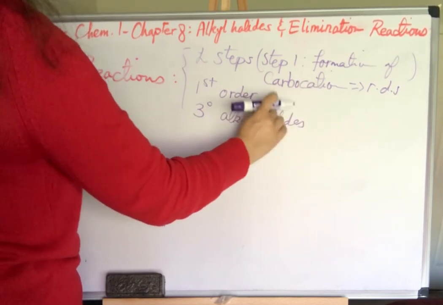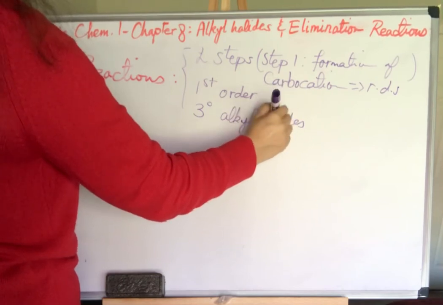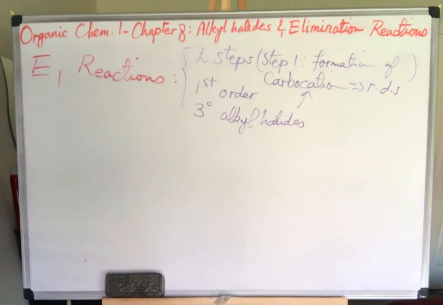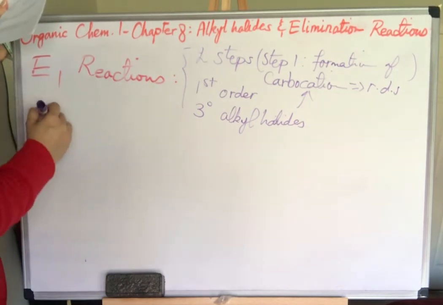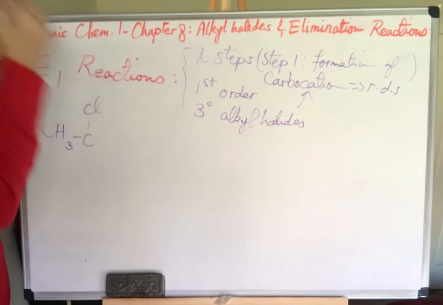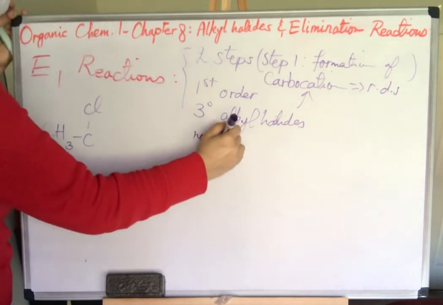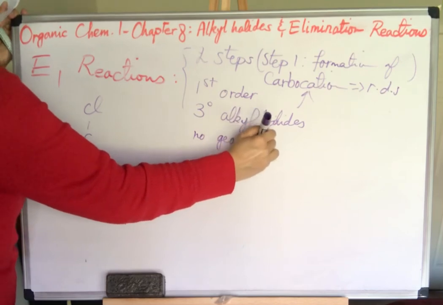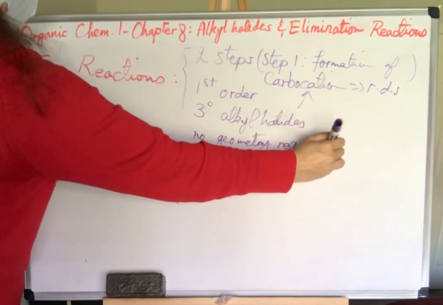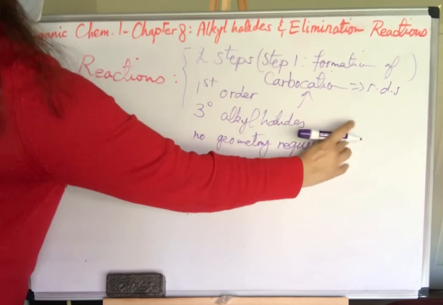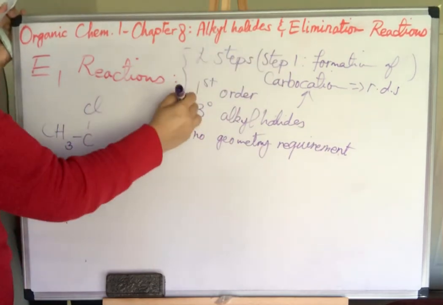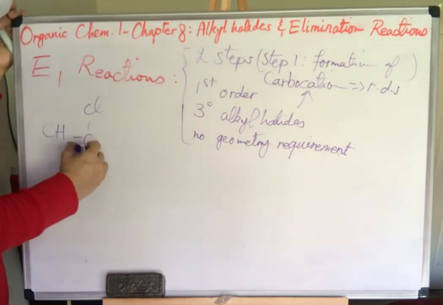Why? Because of carbocation formation. The tertiary carbocation is the best. So let's apply it on this molecule. There is no geometry requirement, so we don't have to have a hydrogen in anti-periplanar because it happens in 2 steps.